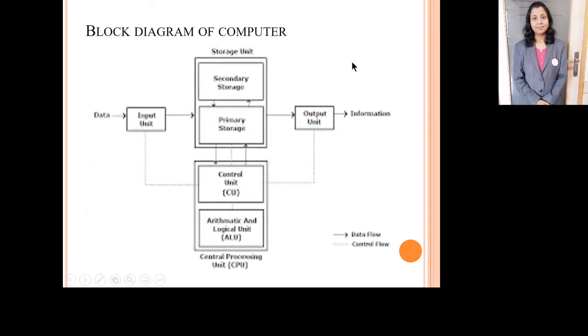In the block diagram of a computer you can see there is an input device, there is an output unit, and there is a storage unit and the CPU which consists of the storage unit. The dotted lines show the control flow and the dark lines show the data flow. In the storage unit there is primary storage and secondary storage, and this is constituted by the central processing unit.